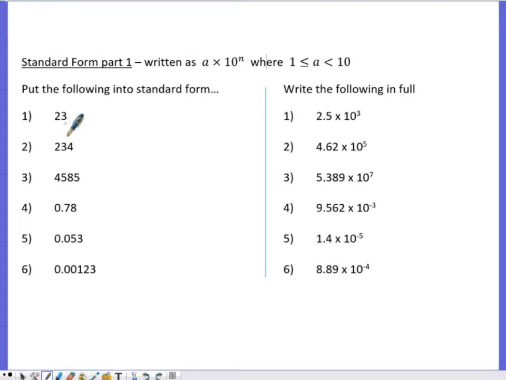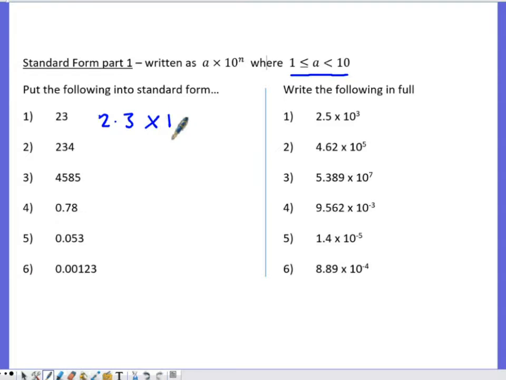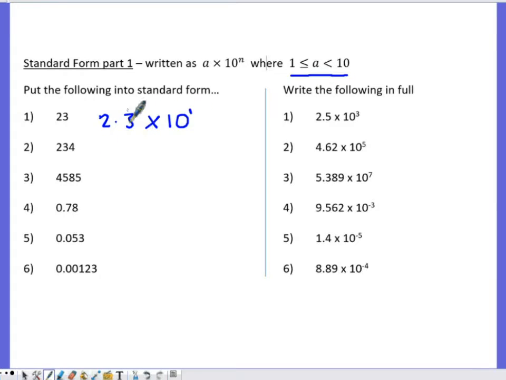Let's take 23 as an example. If you want this to be between 1 and 10, think about where you put the decimal point. If I put the decimal point between the 2 and the 3, that turns into a number between 1 and 10. I then need to think about what do I times 2.3 by to get it to 23. Well, I times it by 10 because 2.3 times 10 gives me 23. In this case, the power would have been a 1. That is written in standard form.